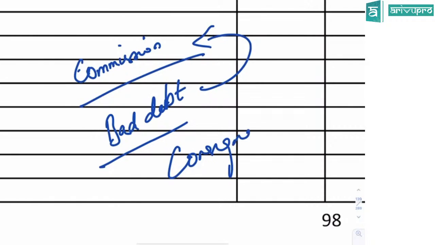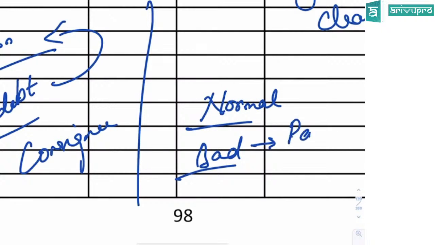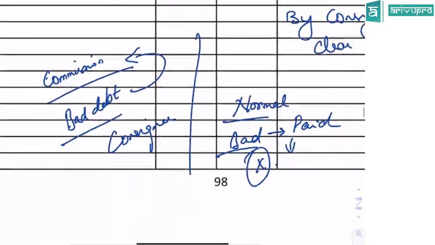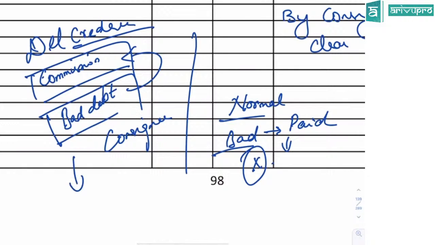consignee. In the first question what we did, it was a normal commission. So the bad debts have to be paid by X in that question. Here, since they have clearly said it's a del credere commission, that means the loss of the bad debt will not be borne by the consignor.